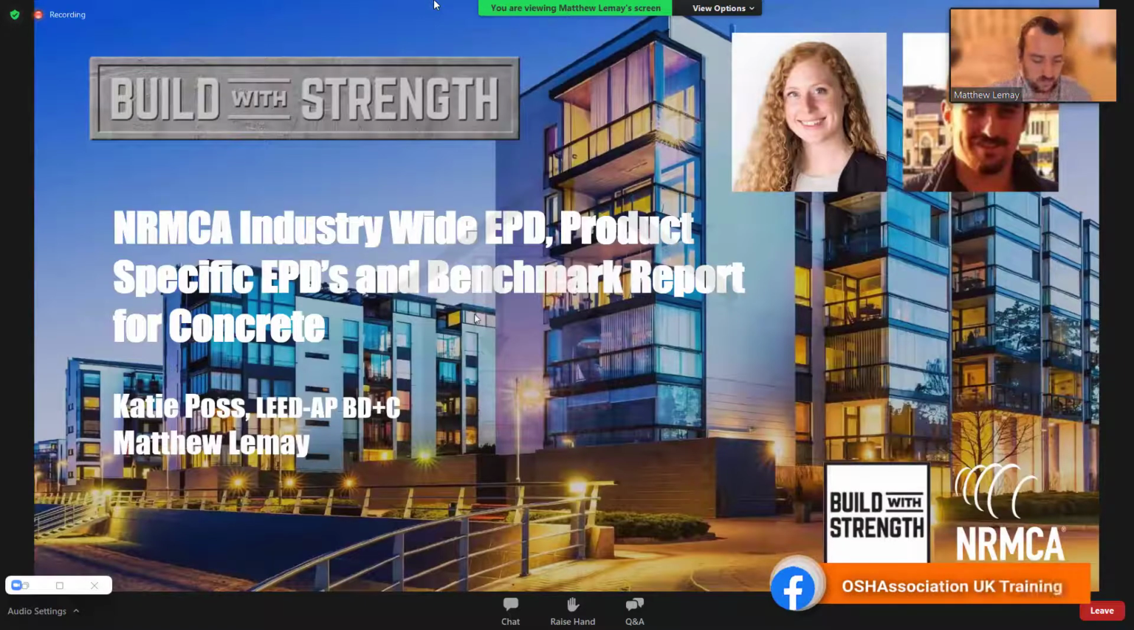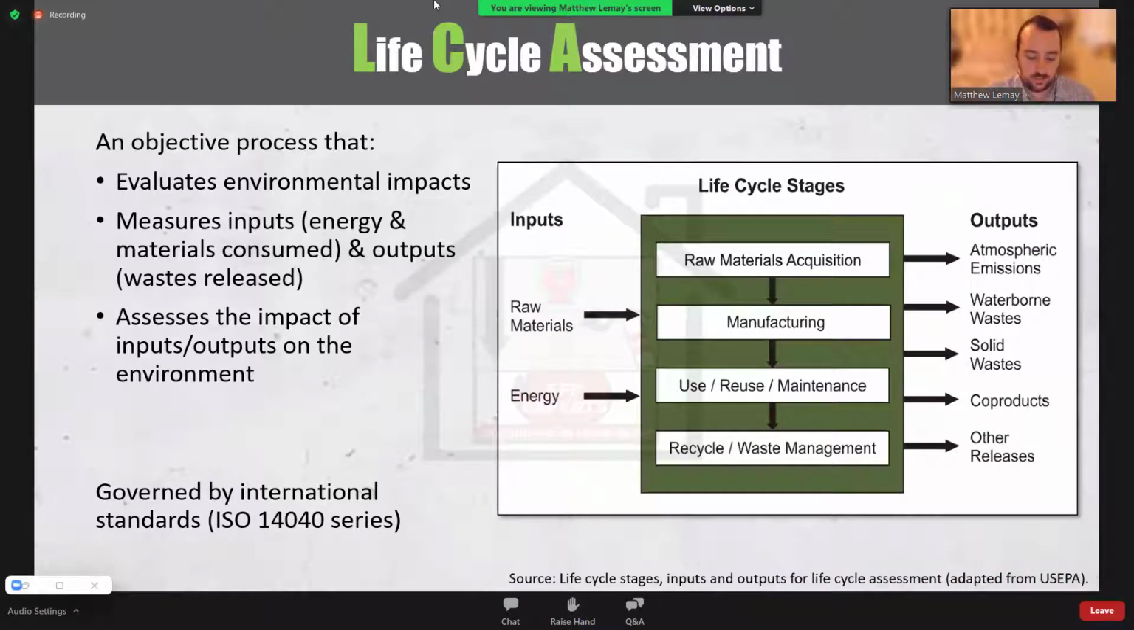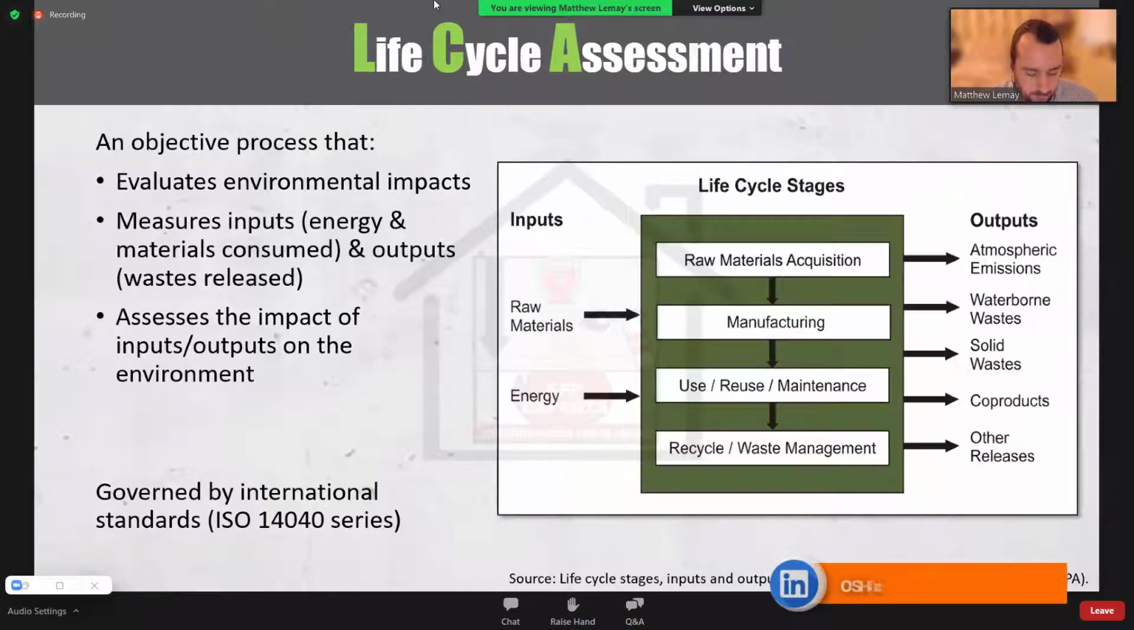So before we discuss EPDs, it's necessary to touch on LCAs. This stands for Life Cycle Assessment. This is a document that is a required predecessor to producing an EPD. They are an objective scientific process that's guided by international standards, specifically the ISO 14040 series of standards, 14041, 42, etc. They investigate and evaluate all of the environmental impacts of a product, process, or service.